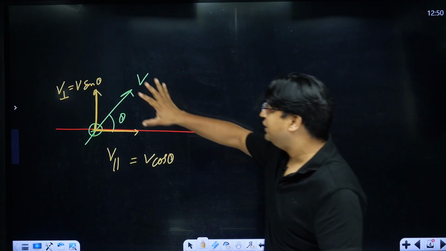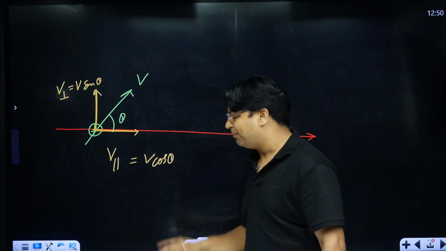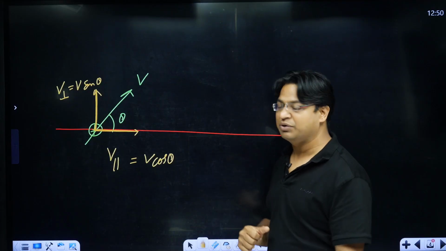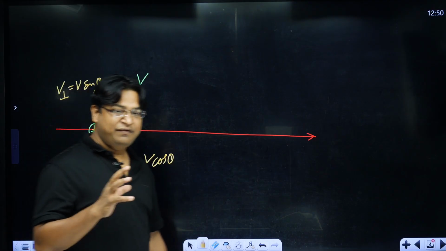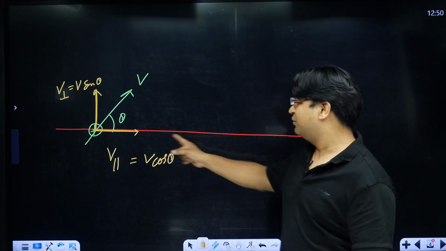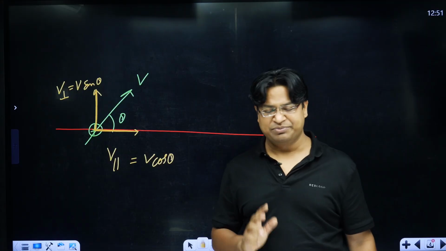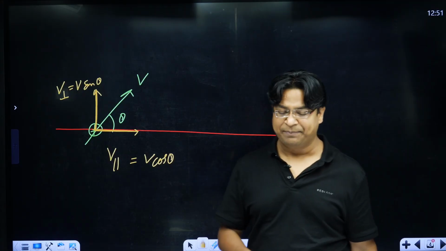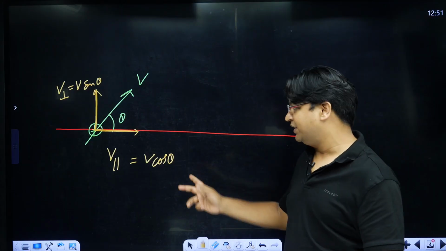So in this case, assume V perpendicular was not there, only V parallel was there, only V cos theta. In that case, what would have happened? Can you tell me guys? If only V parallel was there, then this particle would continue to move in this straight line with a constant speed, and that constant speed would have been V cos theta. This would have turned into the first case that we studied, theta equal to 0 degree.